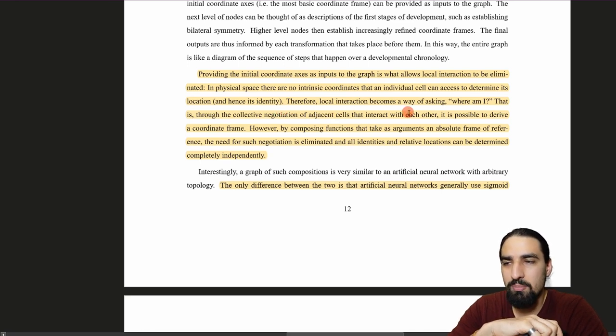Therefore, local interaction becomes a way of asking, where am I? That is, through the collective negotiation of adjacent cells that interact with each other, it is possible to derive a coordinate frame. However, by composing functions that take as arguments an absolute frame of reference, the need for such negotiation is eliminated and all identities and relative locations can be determined completely independently.